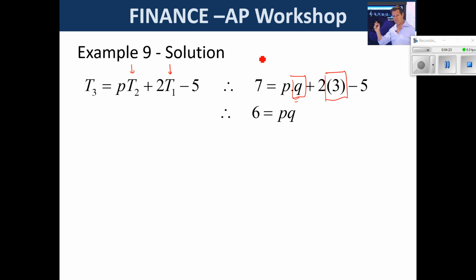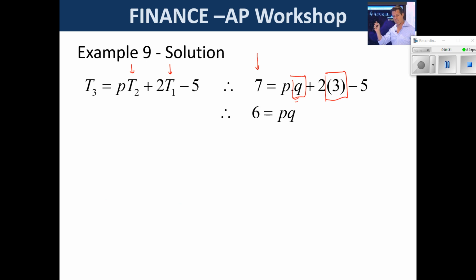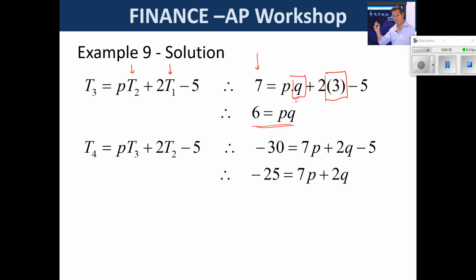They had also told me that the third term, so if I just go back a page, they told me that the third term was 7, and I also had the value of the fourth term. So there is equation 1. Then I go and put 4, which means P times T3 plus 2 times T2 is minus 5. We know what T4 was. That value had been given to us.